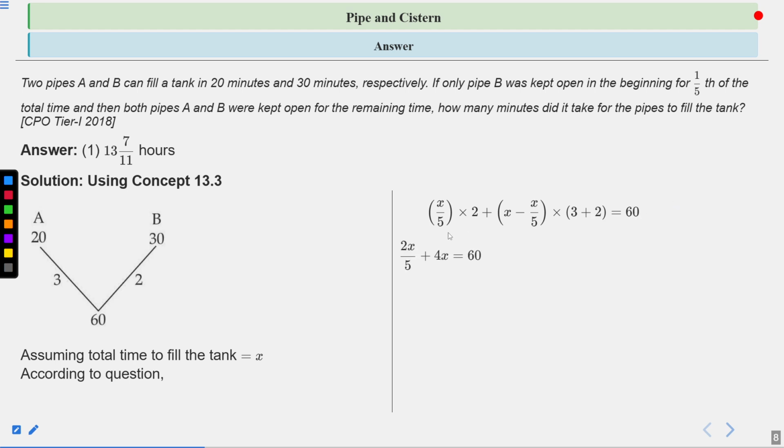Now, when we simplify it, what do we get? We get 2x upon 5 plus 4x, which equals 60. Simplifying it, we get 22x equals 300. Hence, we get x equals 300 by 22. Now simplifying it, we get 150 upon 11, or in mixed fraction, 13 and 7 by 11 hours. So the first one is the correct answer of this question. Next one.